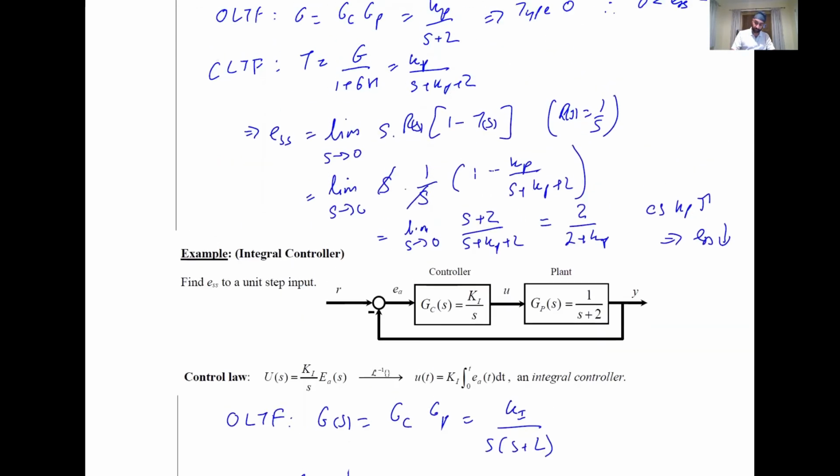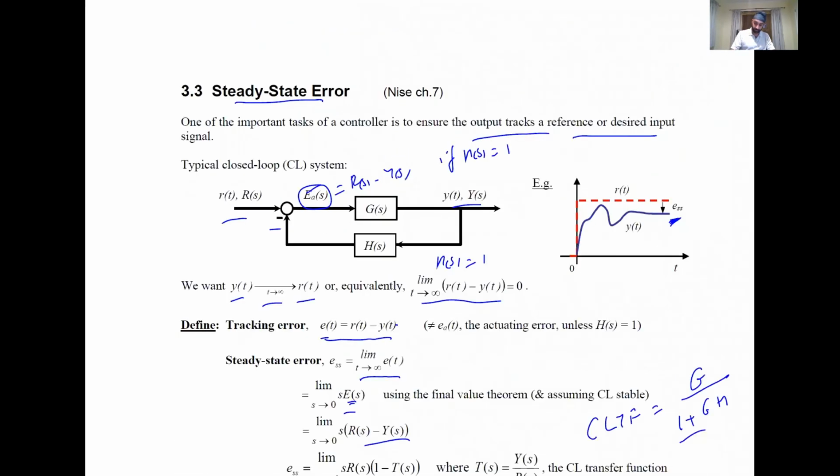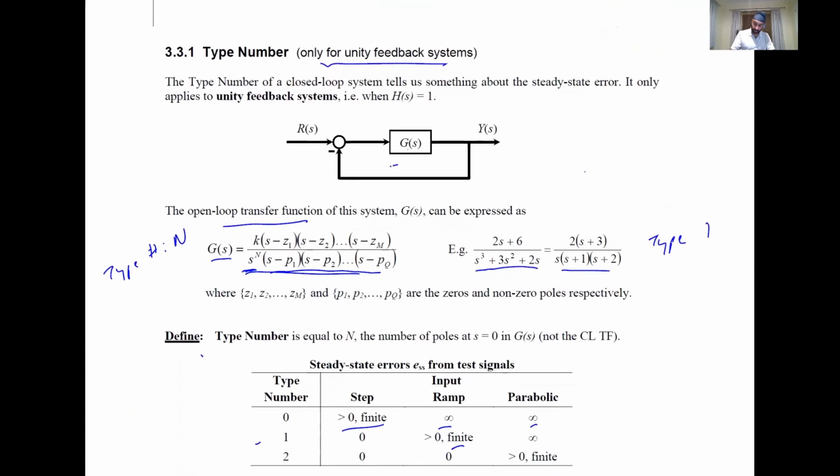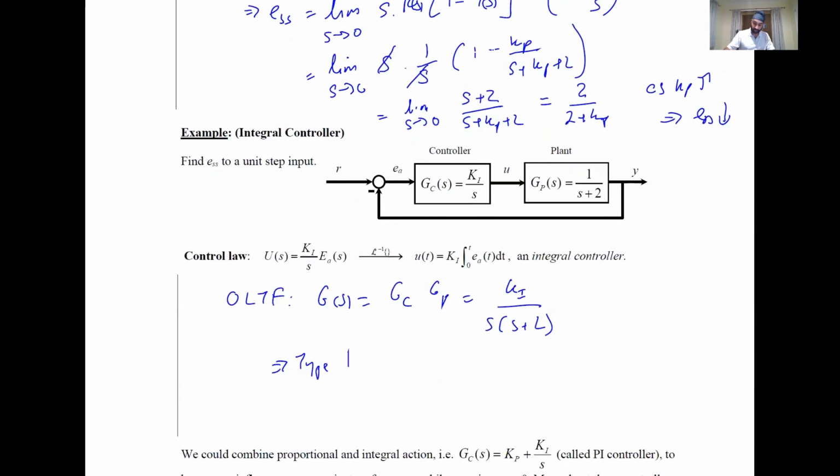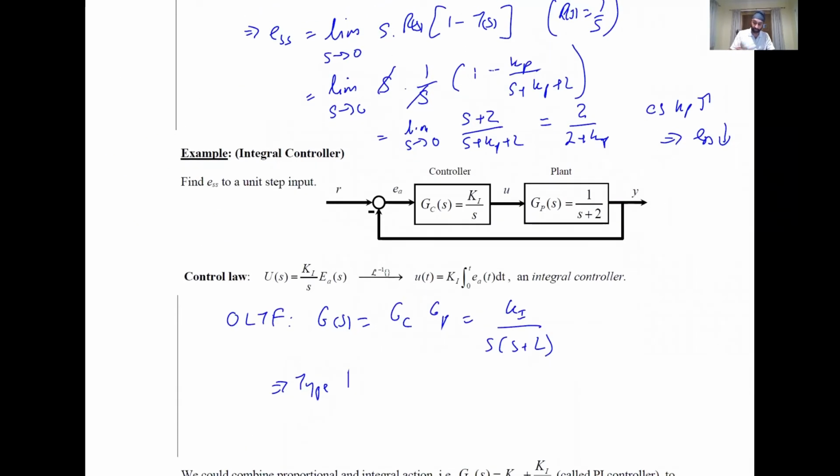For a type 1 system, if we look at the table, for a step input we can see that a type 1 system has a zero steady state error. So as the problem said, we have to find out the steady state error for a unit step input. In this case, we find that the steady state error is equal to 0. So while the proportional controller was only able to make the steady state error small, the integral controller is able to make the steady state error equal to 0. So it is able to eliminate the steady state error from this plant.